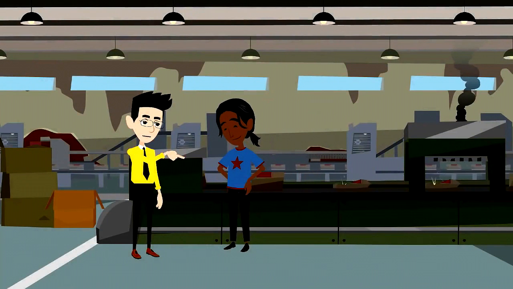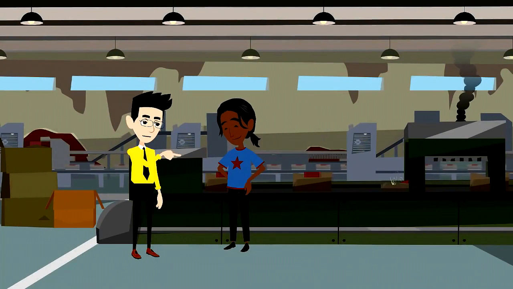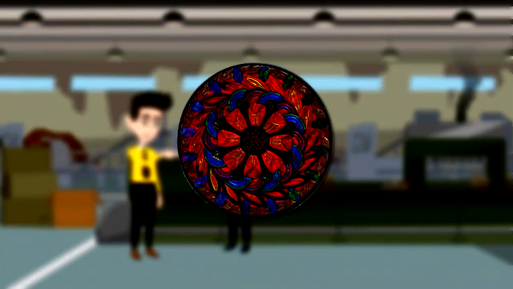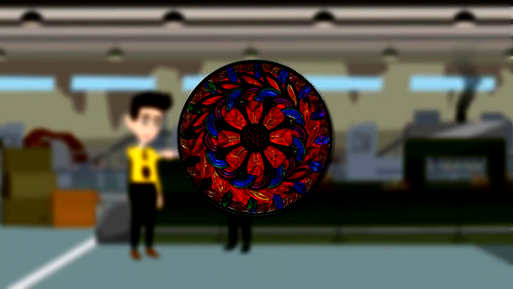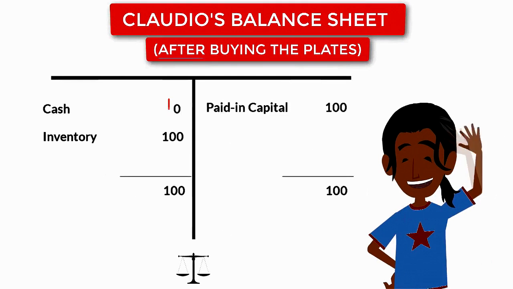Then he spent the cash in the morning to buy the colorful plates. The plates are what we call his inventory. In the process, his cash got reduced to zero. But in exchange, he received another asset, inventory. He didn't get richer or poorer by that, right? The total amount of assets is still 100, and of course his equity is too.